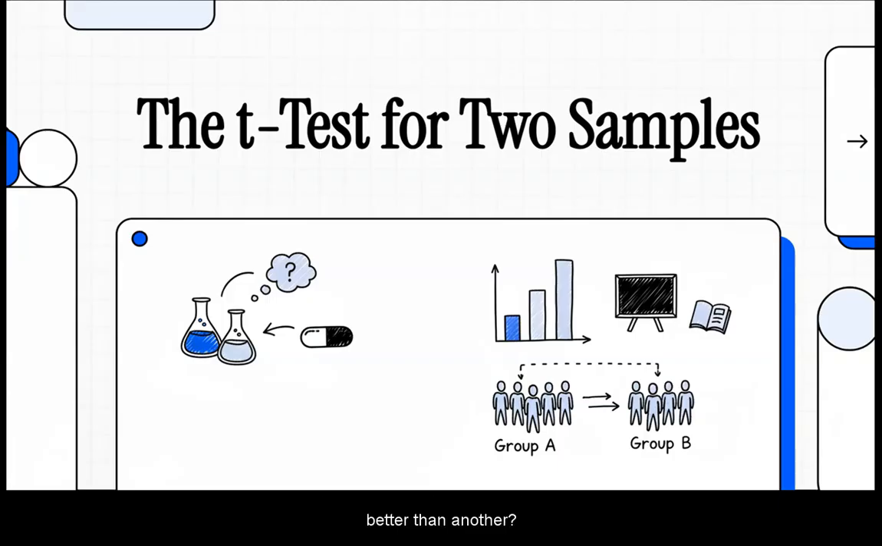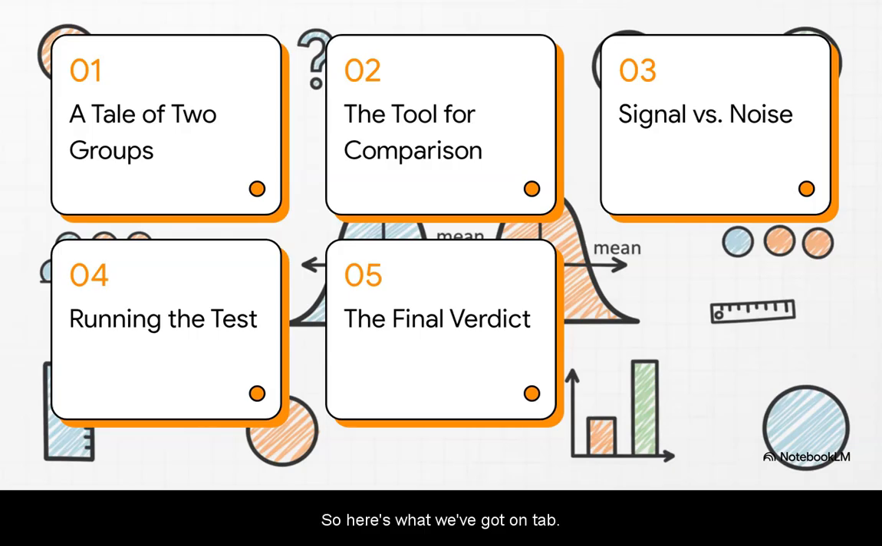Have you ever wondered how scientists actually know if a new drug is working, or if one teaching style is better than another? Well, a lot of the time, the answer comes down to comparing groups. And today, we're going to dive into one of the key tools for doing exactly that, the t-test for two independent samples.